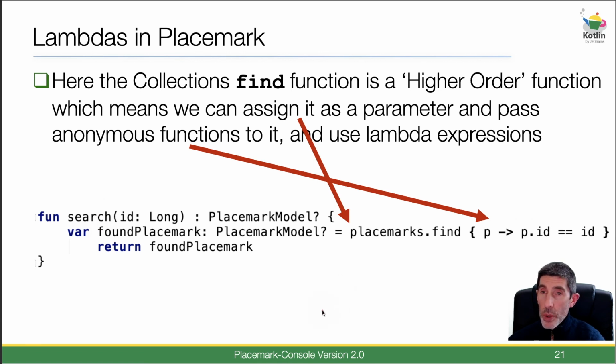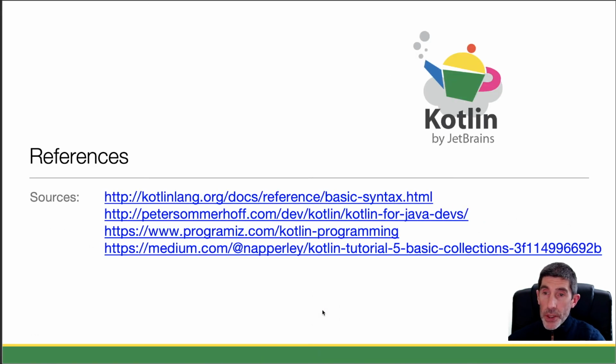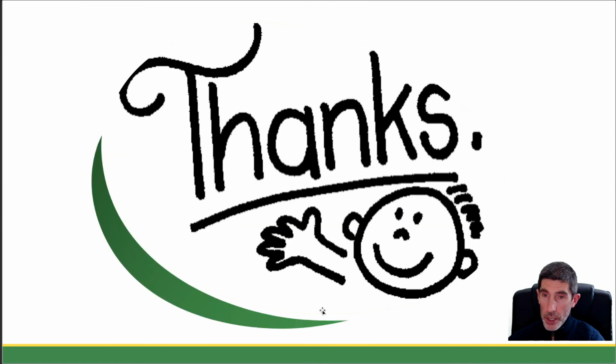We'll come back to these later on in later examples, and you'll see a lot of them on the Android side of things as well. There are our references, very similar as before, and that is the code walkthrough of version 2. We will come back then to some more on the collections and on those lambdas and default arguments in the next section.